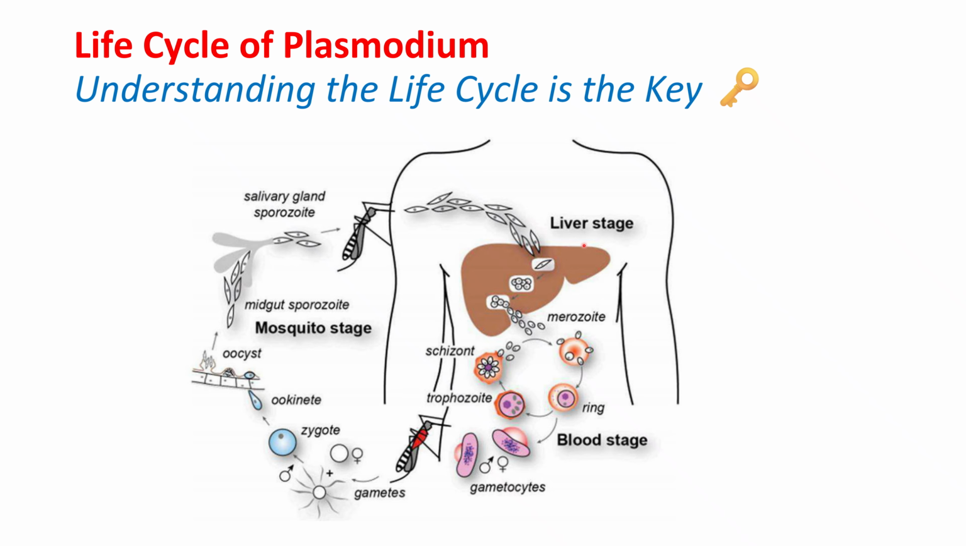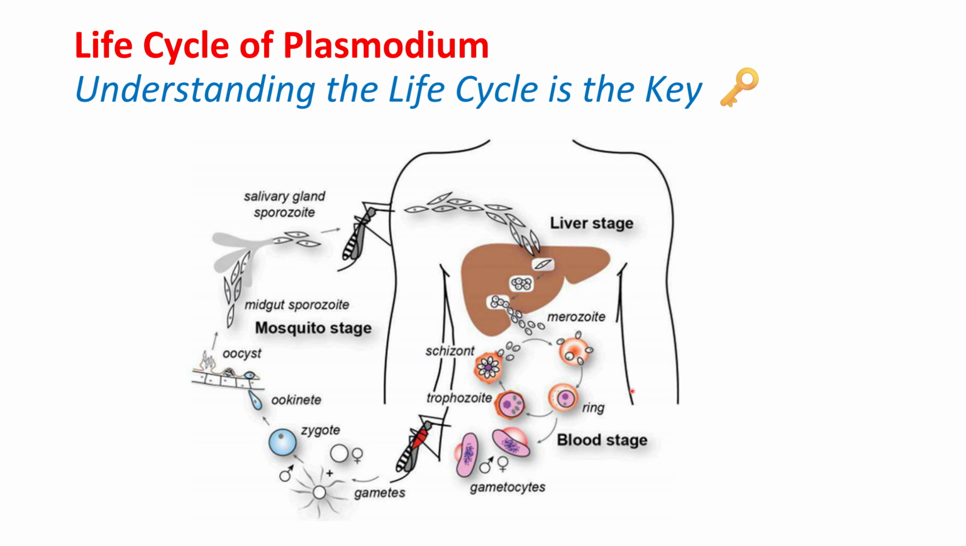Now comes the liver stage. Sporozoites travel via blood to the liver. They enter hepatocytes and multiply, forming schizonts. Each schizont ruptures to release thousands of merozoites. These merozoites then enter the bloodstream. Remember students, in Plasmodium vivax and Plasmodium ovale, some sporozoites become dormant hypnozoites, causing relapse later.